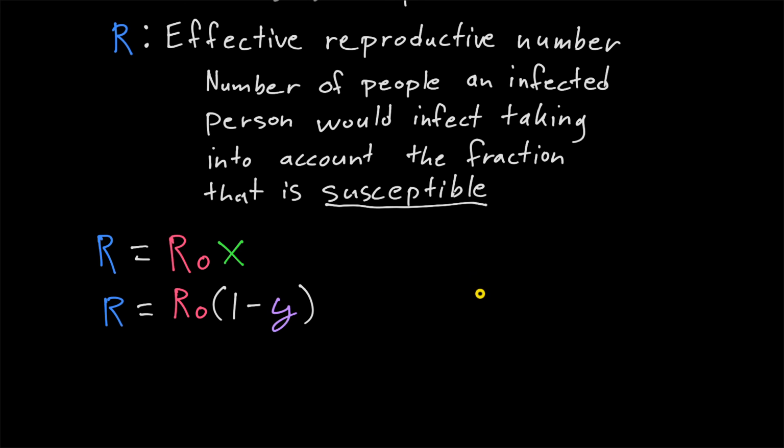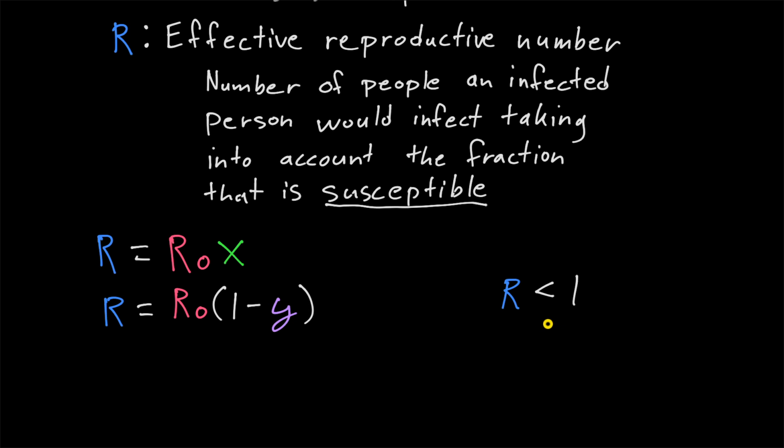Now, let's ask ourselves at this moment, what must R be? What must the effective reproductive number be in order for the disease to peter itself out? So what must R be in order for the disease to over time become eliminated from the population? Well, it's obvious that R must be less than 1.